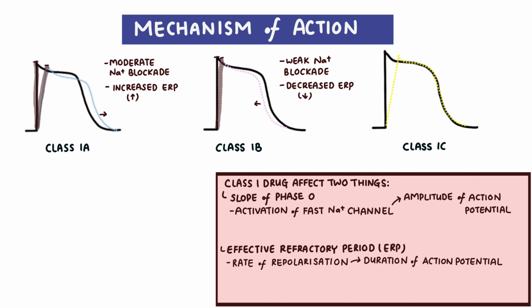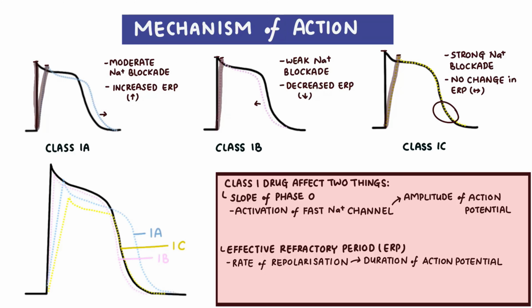The phase 3 curve moves to the left. Class 1C drugs are the strongest sodium channel blockers. They cause a very significant decrease in the slope of phase 0 in comparison to the other two. However, they have little to no effect on the effective refractory period, so you can see the phase 3 curve remain the same. This is a comparison graph of three subclasses. It is obvious that the stronger the sodium channel blockade, the less steep the slope of phase 0.